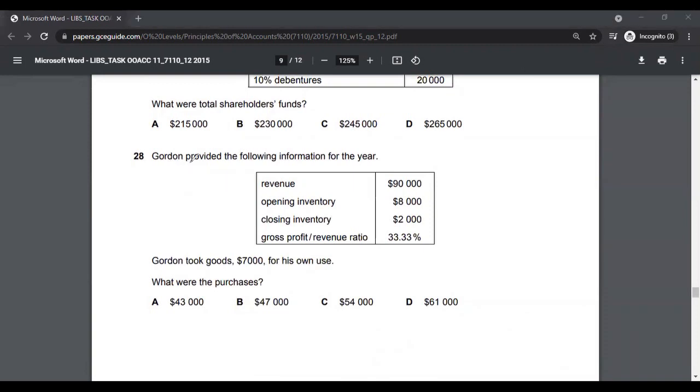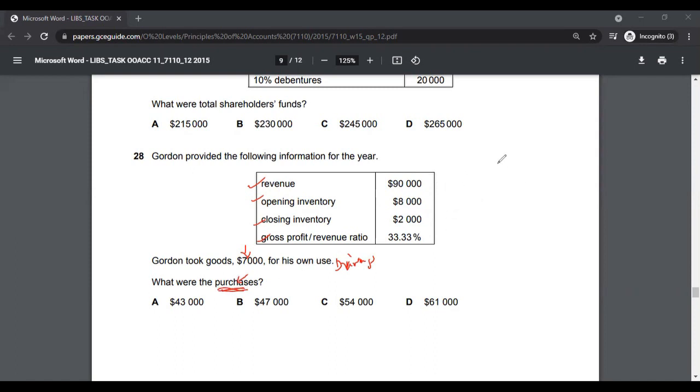Multiple choice 28. Gordon provided the following information for the year. So we have been given revenue, opening inventory, closing inventory, and GP ratio. Gordon took goods worth 7,000 for his own use. So this is basically drawings. What were the purchases? So we need to calculate the purchases.